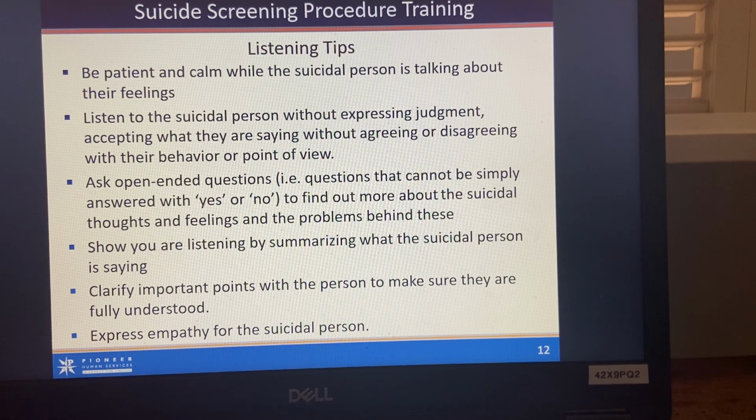Some of the ways in which we can be better listeners. A lot of these tips are things that we already know, but I think it's a good reminder for all of us to pay attention to these tips at this point, because we often need reminders about how to be a good listener. Being a good listener means being patient and calm when a person is talking about their feelings.